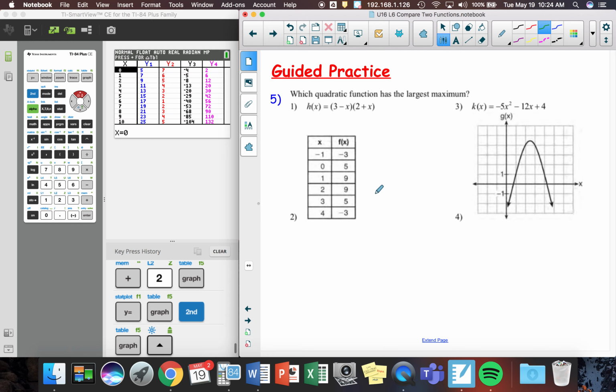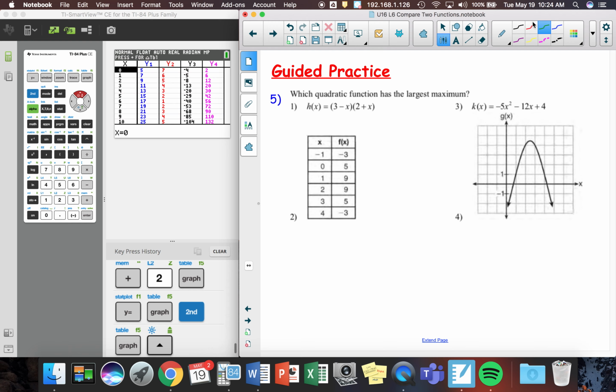Okay, so we have this multiple choice question here. It's not 3 different questions, guys. It says, which quadratic function has the largest maximum? So each one of these are quadratic functions, but it's being shown in a very different way. Okay, so let's take a look. We have these functions. I like to deal with the table and the graph first, just because it's easier for me to see without using anything else.